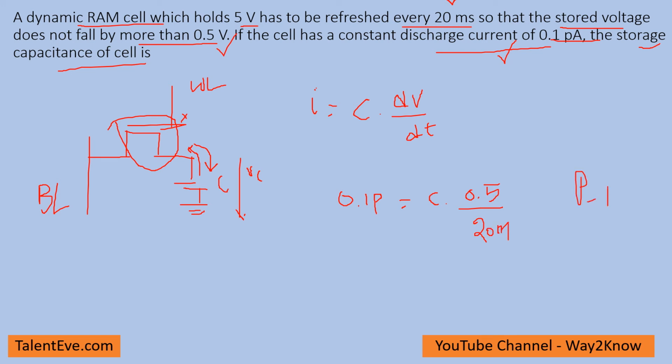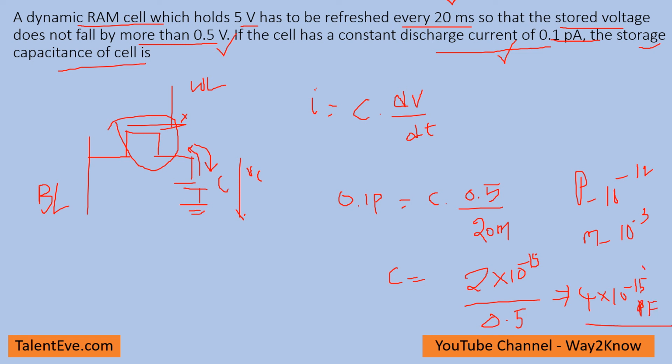Pico is nothing but 10 power minus 12, milli is nothing but 10 power minus 3, right? So C is given by, if you take 20 m this side, 20 into 0.1 is 2, 2 into 10 power minus 15 by 0.5, right? So that gives 4 into 10 power minus 15 farad, that is, 4 femtofarad. Sorry, 10 power minus 15 itself is femto, so 4 into 10 power minus 15 farad.